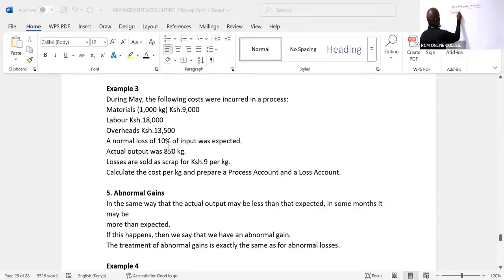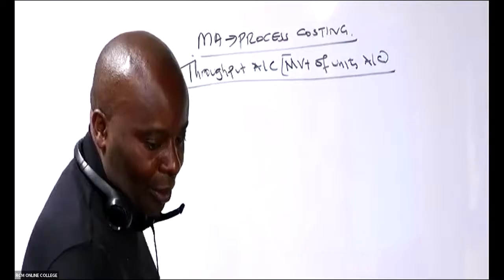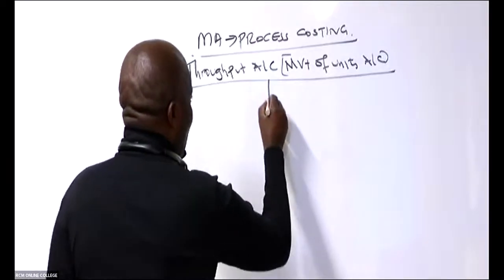A throughput account, which basically is an account which gives us movement of units. Yeah, very, very important: a movement of units account. And this is how it shall look. It's just a normal T account. So we have our normal T account here.